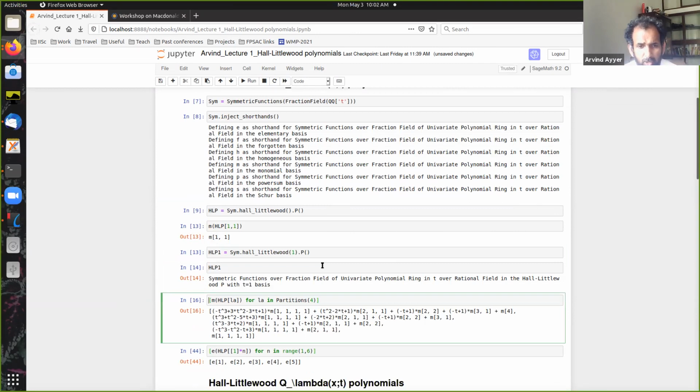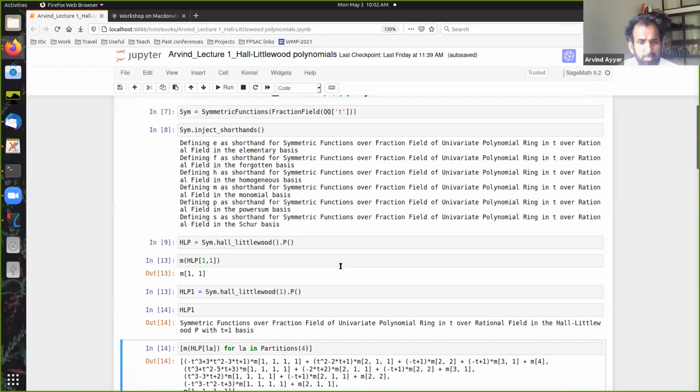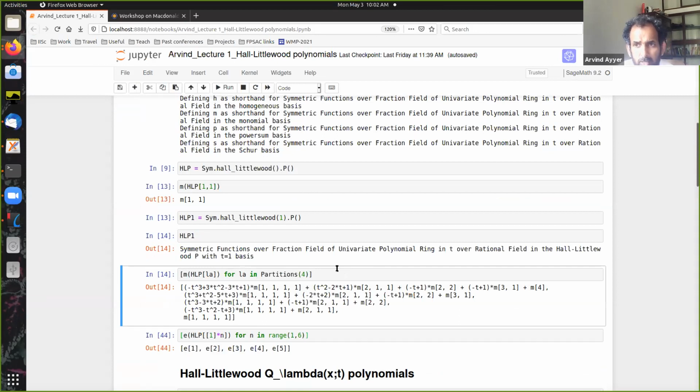Let us look at the monomial expansion of all Hall-Littlewood polynomials for partitions of 4, and these are there, and you can see that the coefficients don't look particularly nice. There are signs, and it's not immediately clear what their structure is. Is it possible to increase the font size a bit? Oh, sure, let me do that. Is this better, Gaurav? Yeah, thank you.